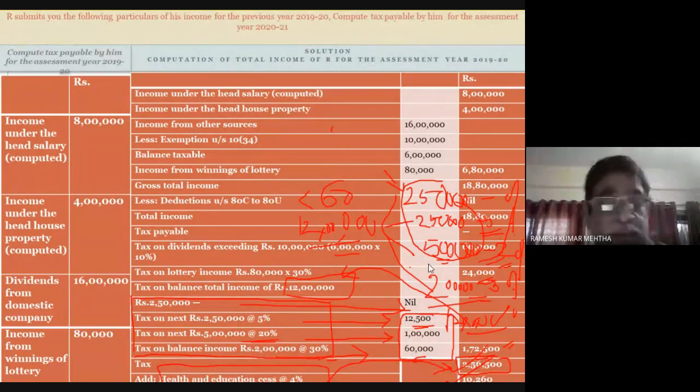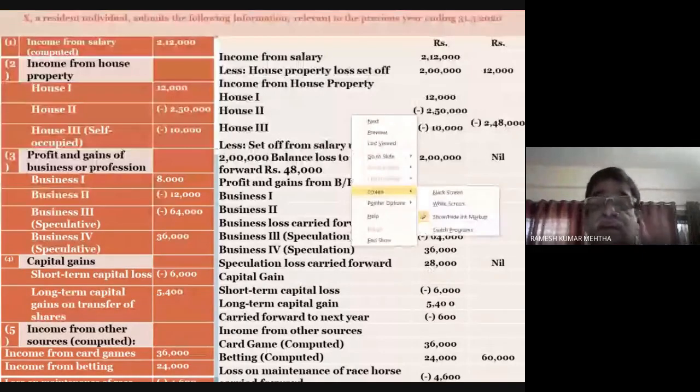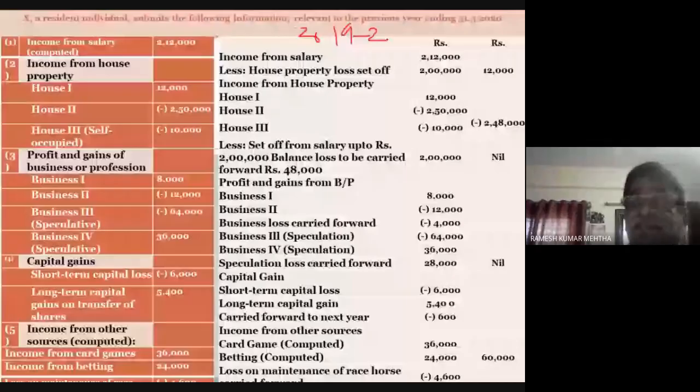Now, let's take the third problem. Let's understand the problem and let's solve it. So the problem goes like this. The assessee furnishes the following information for the financial year 2019-20, and from this information you have to find out the gross total income and the amount of tax to be paid for the assessment year 2020-2021. So income from salaries 2 lakhs 12,000.